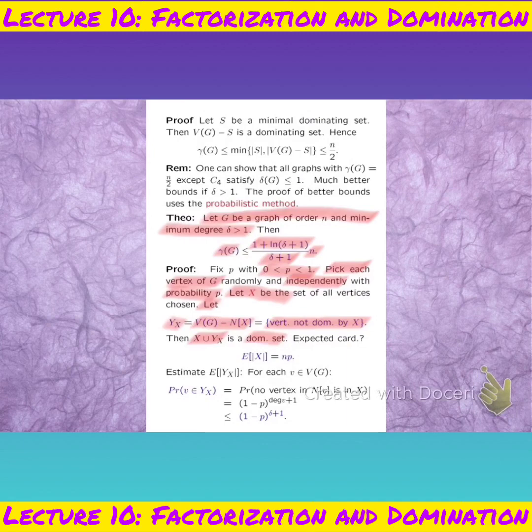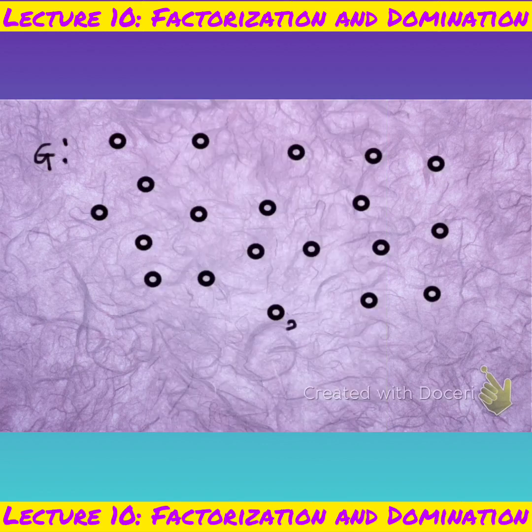Right, so again, the expected value of X is going to be n times the probability P, and now we're going to estimate the number of vertices that are not dominated. So, the probability that a vertex is not dominated means that no vertex in the closed neighborhood of that vertex is in X. Right, so let's, for argument's sake, assume that is my set X that I choose.